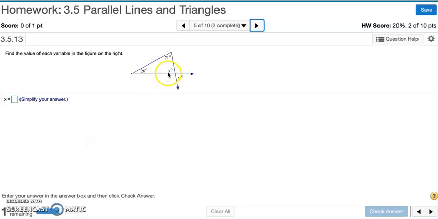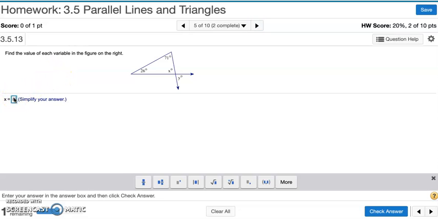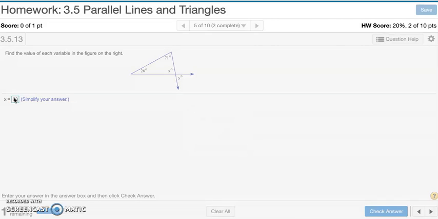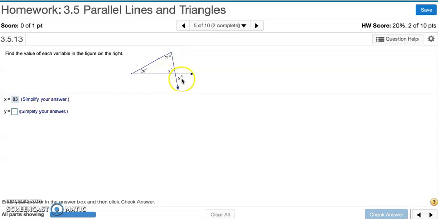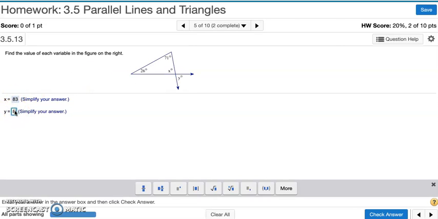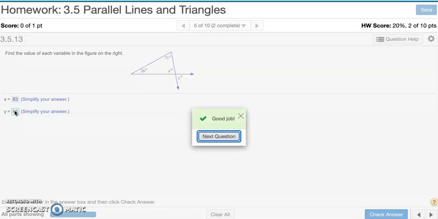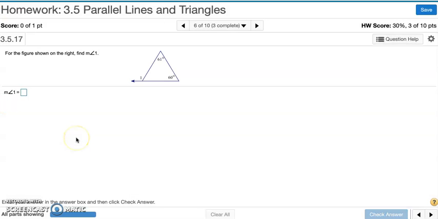So to find angle x, we need to add up these two and subtract from 180. Doing so gives you 83. X and y are vertical angles, so their values are the same, so y will also be 83. And that's number 5. Number 6.